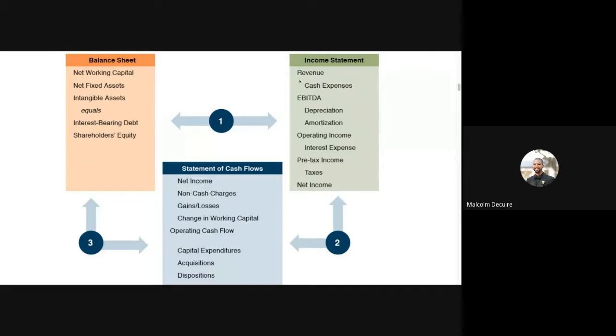So when you price and package your customer, you're effectively thinking about how your revenue is going to be built and what cash expenses you need to have in place. When you talk about things like acquiring a customer, you're really going to be looking at EBITDA. EBITDA is short for earnings before interest, tax, and depreciating assets.